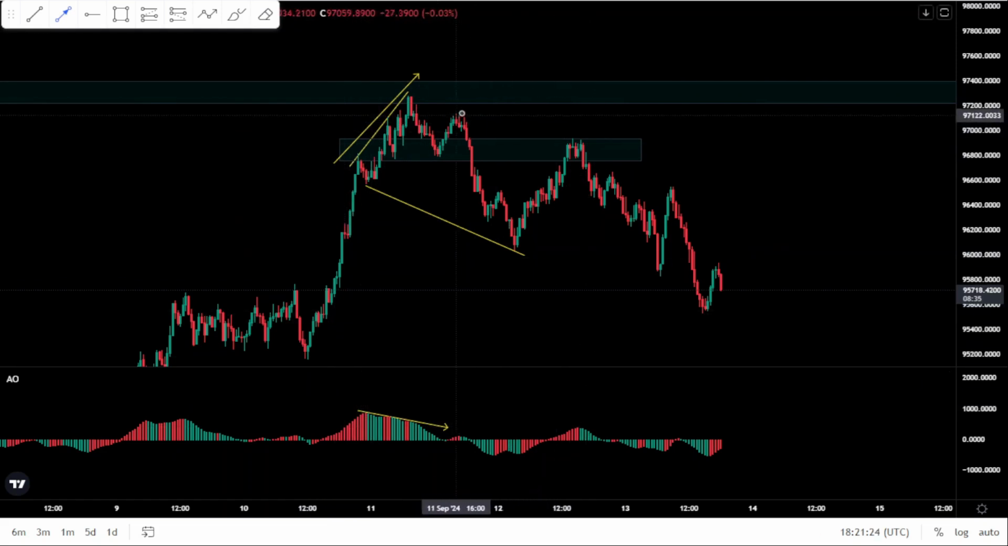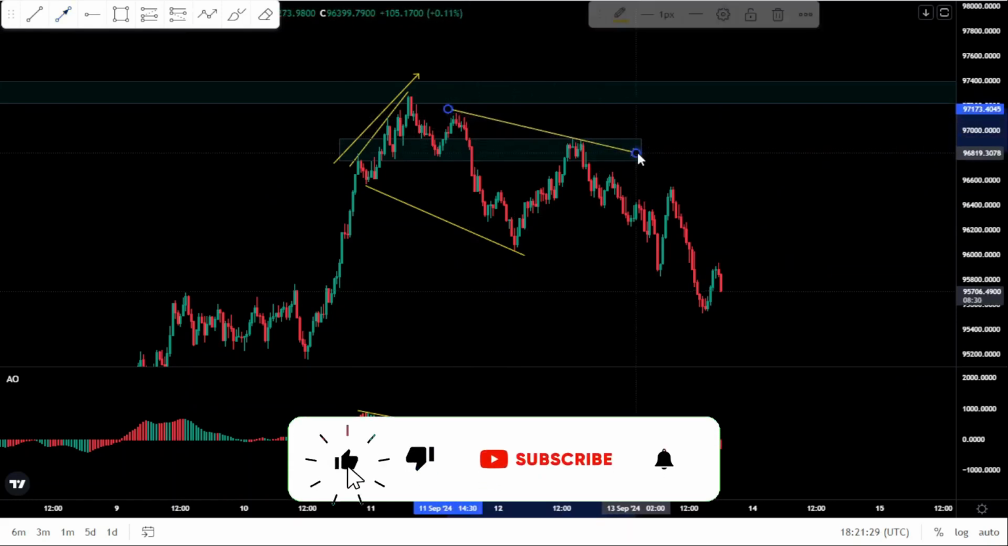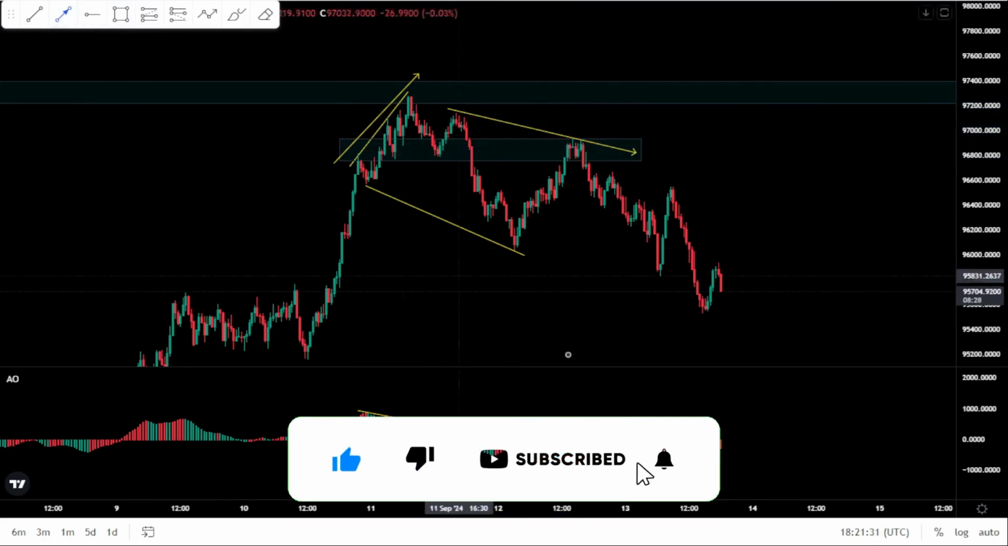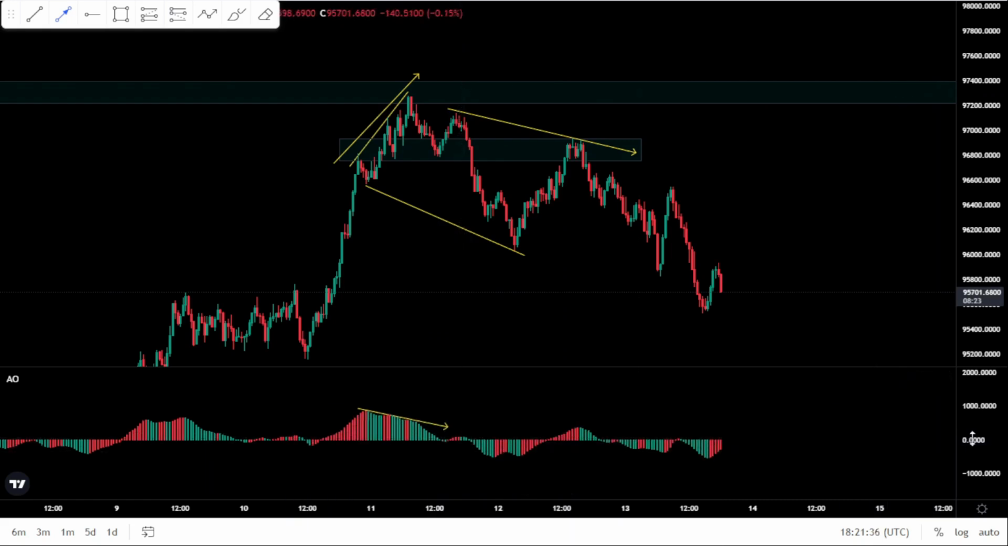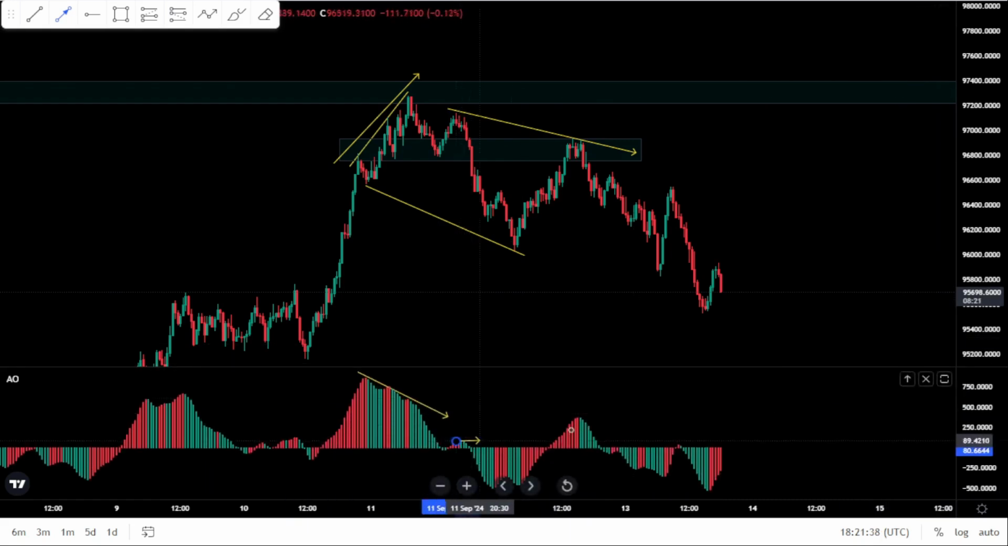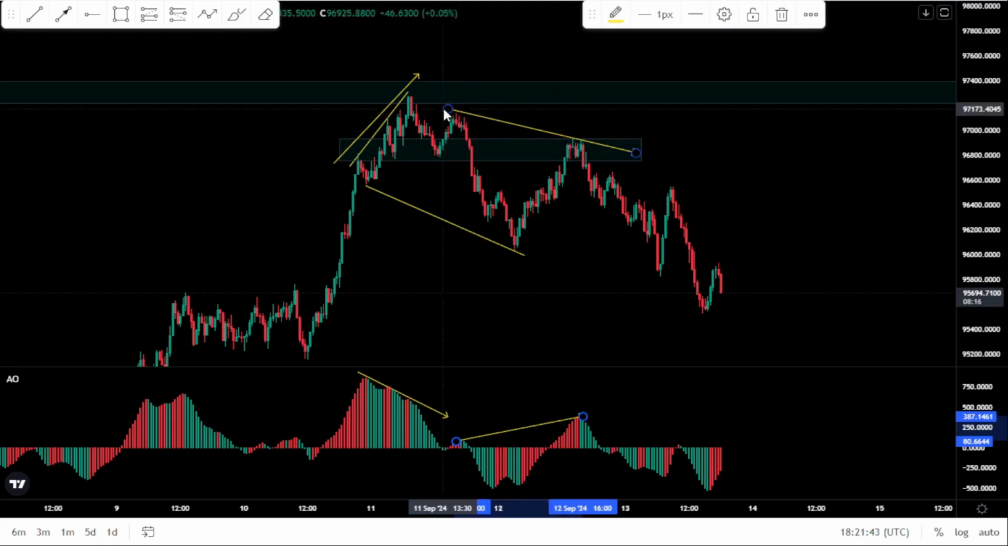But also you can see from this level over here to this level over here, the market was giving us lower highs. All right. And what happened on the awesome oscillator from this level? Let's extend this a bit. You can see from this level to that level, somewhere around there, right? As the market was giving us lower highs, the awesome oscillator was giving us higher high. That is what we call a hidden bearish divergence. All right. So these are hidden divergence.